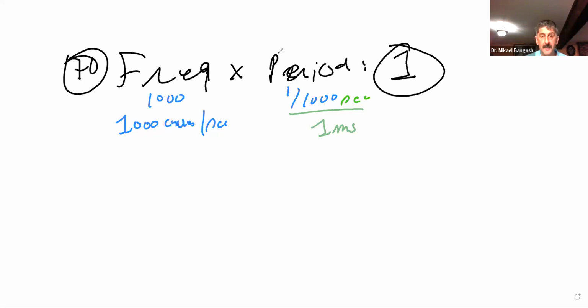But this 1,000 here can also be 1,000 hertz, which we can translate into kilo. So we have a frequency of 1 kilohertz if the period for each cycle is 1 millisecond.